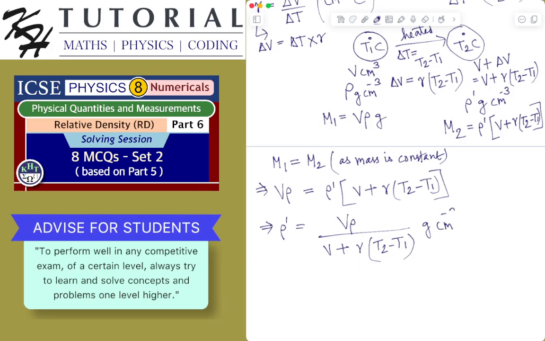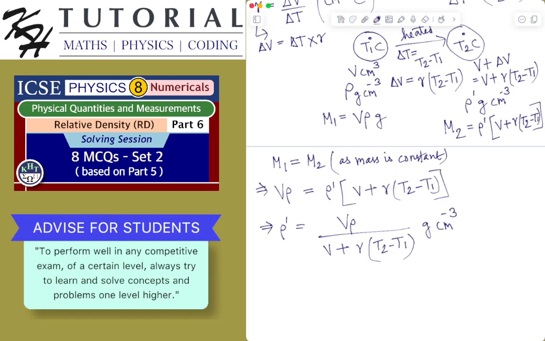Now please note that while solving problems, in many places, I will not mention the unit. I hope you will understand. So this is the density of the body at T2 degree centigrade.